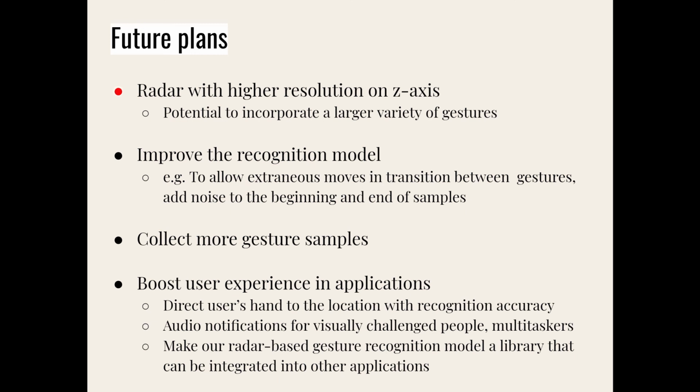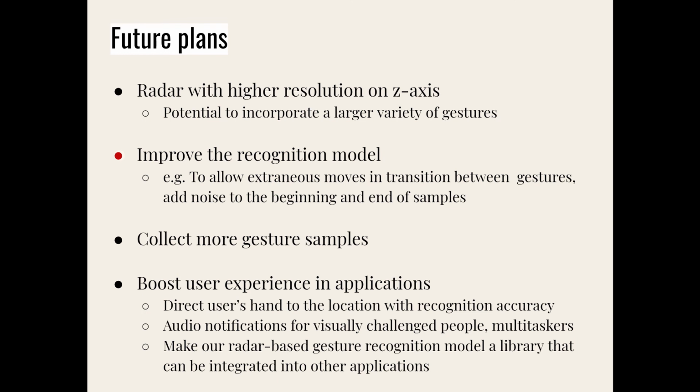The first thing we want to do in the future is to acquire a radar with better detection performance on the z-axis, because almost all the more advanced gestures, like thumbs up and zoom in and zoom out, require high accuracy in detecting movement on the z-axis.